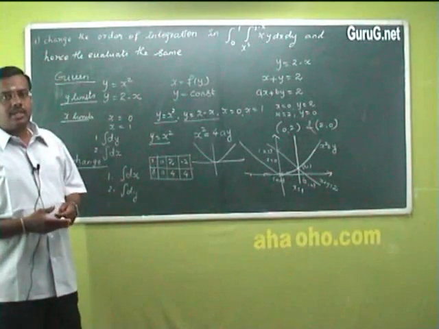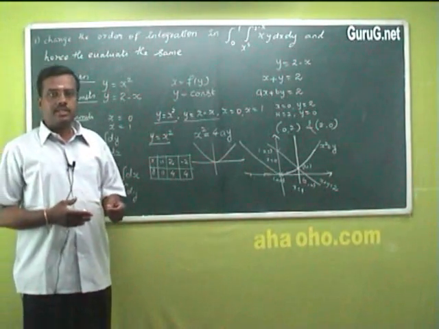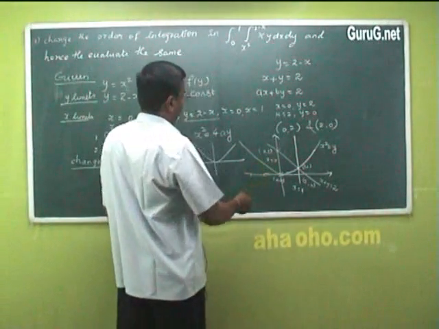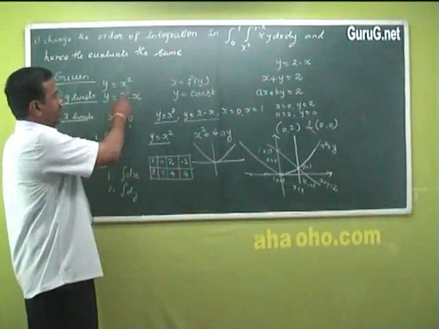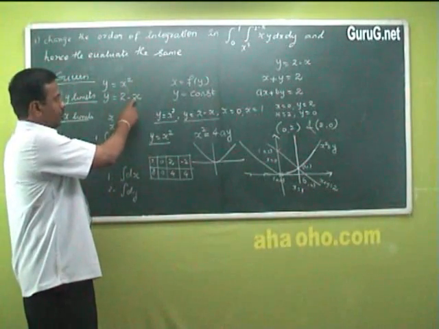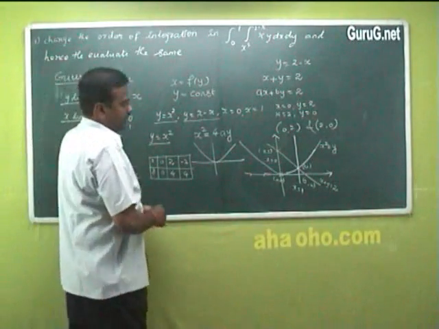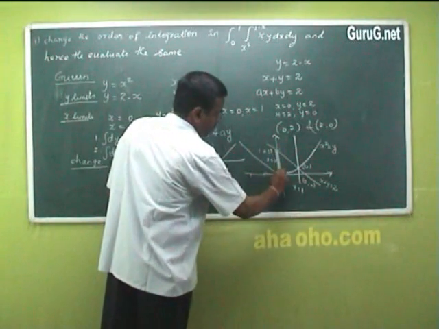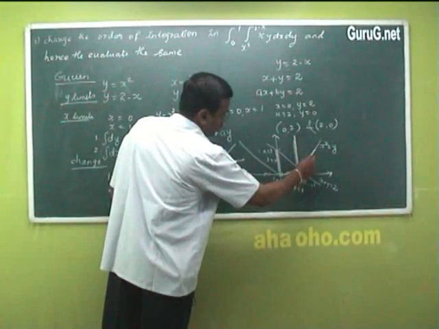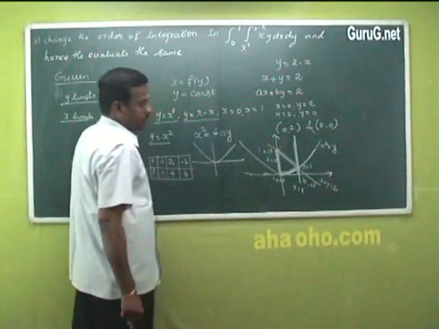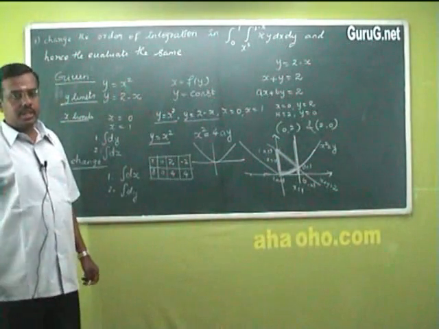What is the region of integration? The region of integration is nothing but the region bounded by all the 4 boundaries. Our 4 boundaries are y equal to x square, y equal to 2 minus x, x equal to 0 and x equal to 1. Therefore, x equal to 0, x equal to 1, y equal to x square and x plus y equal to 2. So this is our region of integration.